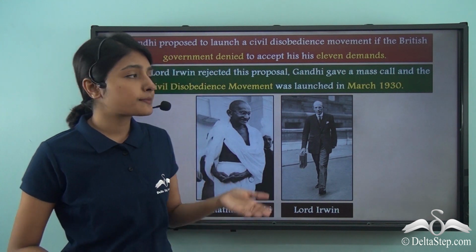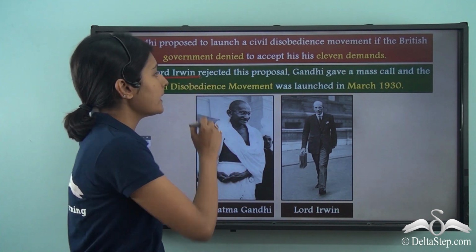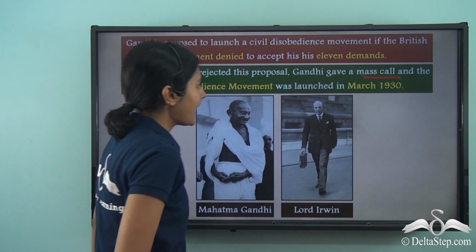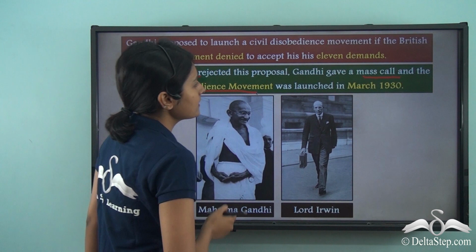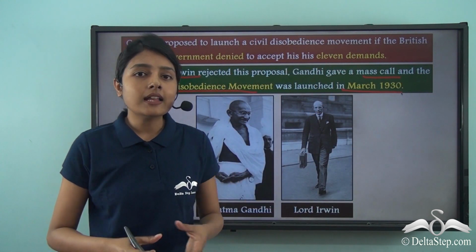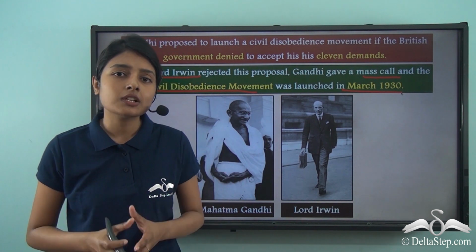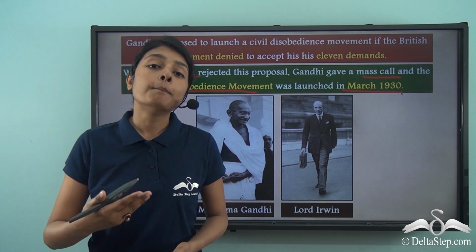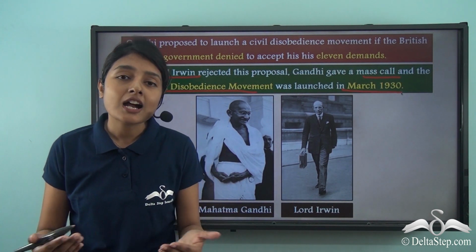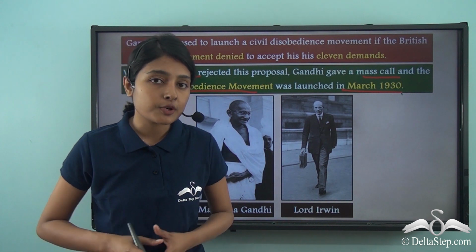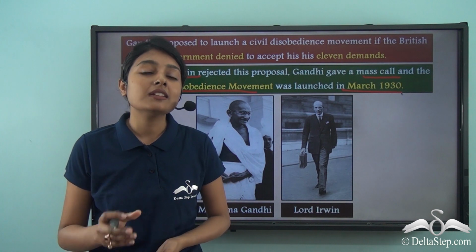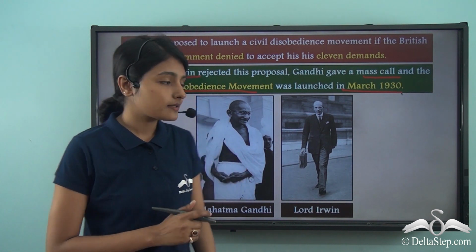When Gandhi's proposal was rejected by Lord Irwin, Gandhi now gave a mass call and he started the civil disobedience movement in March 1930. So with this, Gandhi now launched another national movement, and this was even greater in impact. This was a much larger scale movement than the non-cooperation movement. So let us now learn how Mahatma Gandhi began this civil disobedience movement.